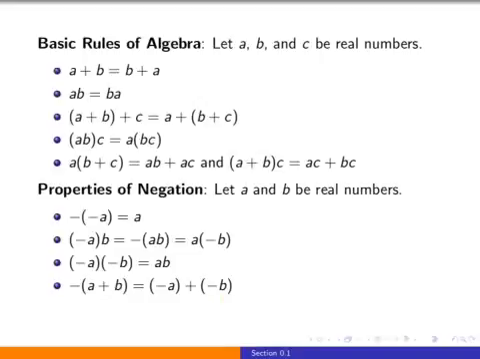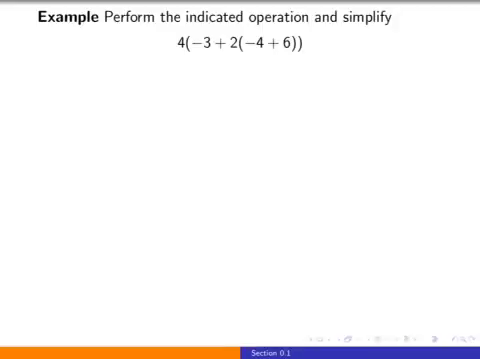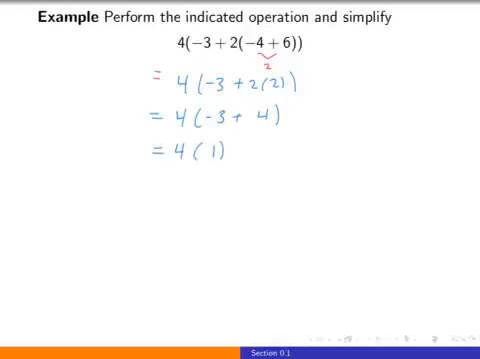So let's look at a few basic examples. Let's perform the indicated operation and simplify. So here when I look at the expression, I'm just going to think about starting my work from the inside out. The first thing I would note is that minus 4 plus 6 is the number 2. So this becomes 4 times minus 3 plus 2 times 2. And then continuing to work with that inside quantity, 2 times 2 is 4. Minus 3 plus 4 is 1. And any number multiplied by 1 is that number. So this expression simplifies down to 4.